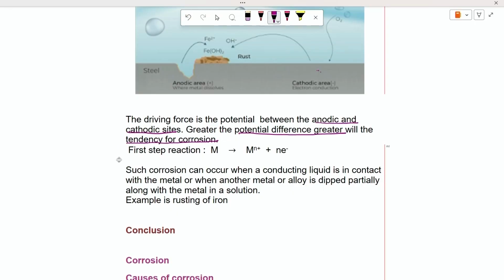Such corrosion can occur when a conducting liquid is in contact with the metal, or when another metal or an alloy is dipped partially along with the metal in the solution. So, there should be a conducting liquid, and the same metal itself can form a cathodic region, or some other metal or alloy dipped in the same solution where we have the metal. All these conditions allow the corrosion of the metal.